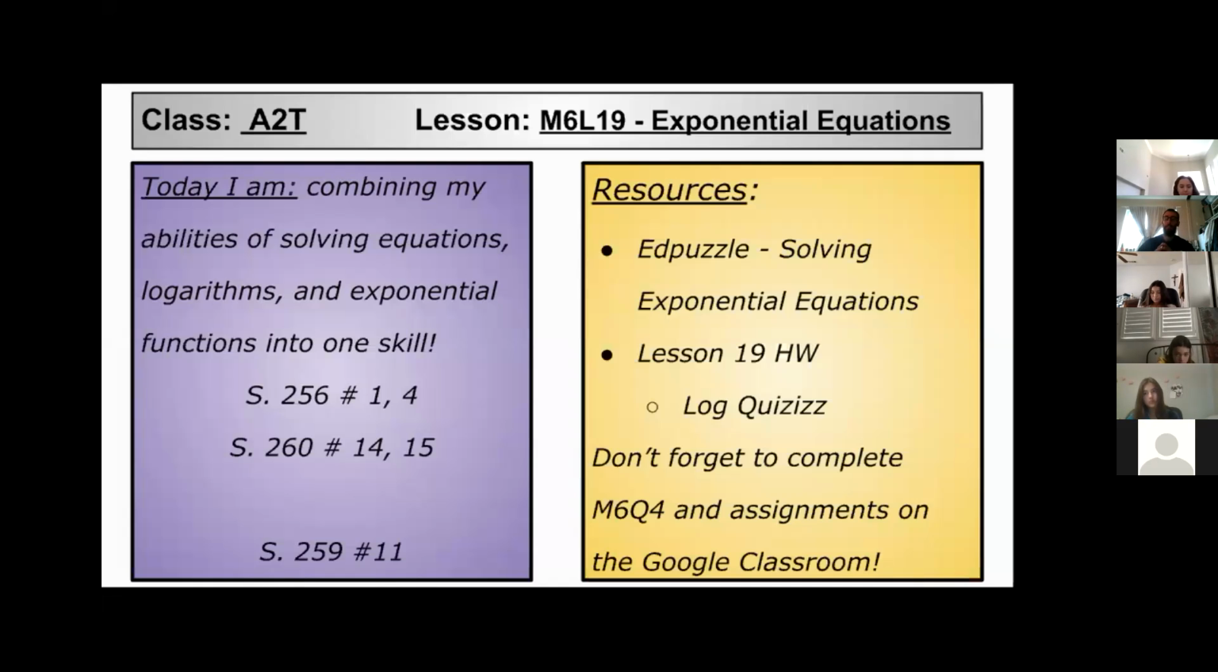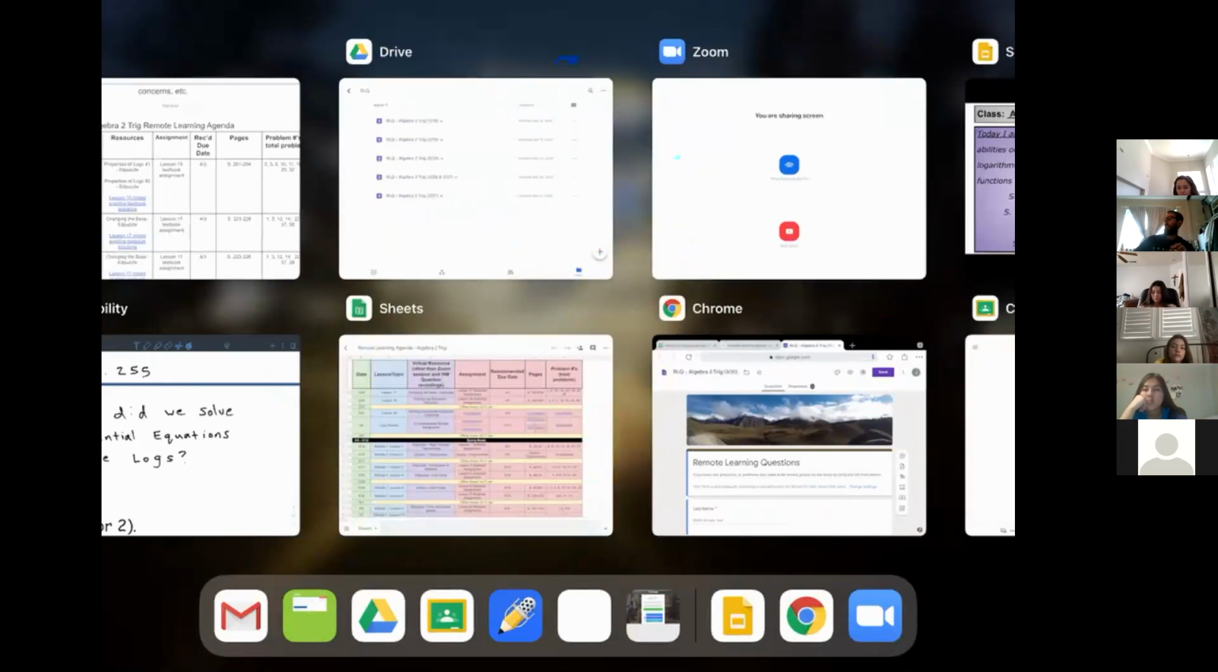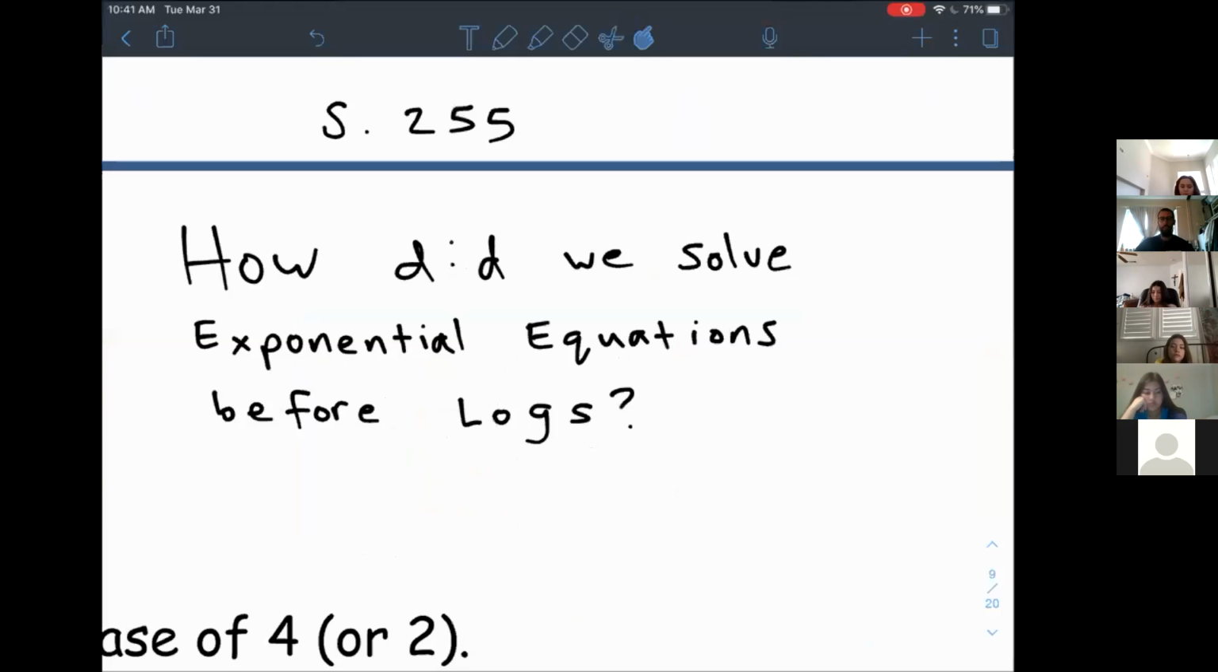Now we're going to be starting off in our text on page 255, and then we're going to go over some problems that you see there in the purple section, 256 numbers 1 and 4, 260 numbers 14 and 15. Also, you see over there on the right side in the gold what we already talked about in the announcements. Make sure you get those assignments done. So let's stop being long-winded about this and let's get right into today's material.